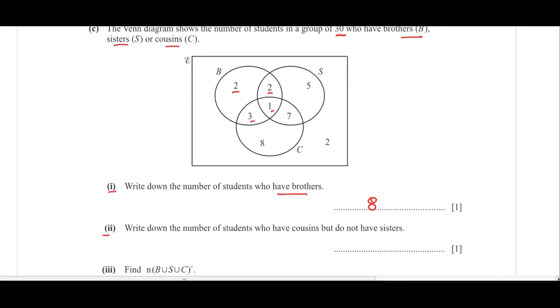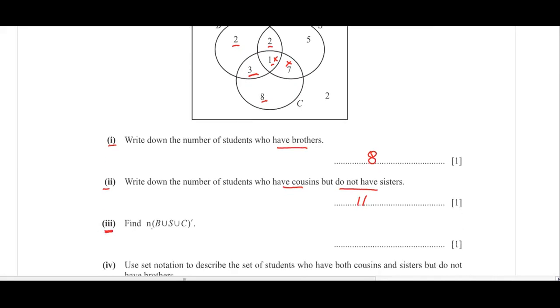Write down the number of students who have cousins but not sisters. It means you will take the cousin set, but out of that you will not include the sisters. You will not take this one, you will not take this one. And then the remaining 3 and 8, how many are these? 11 students have cousins but no sisters.